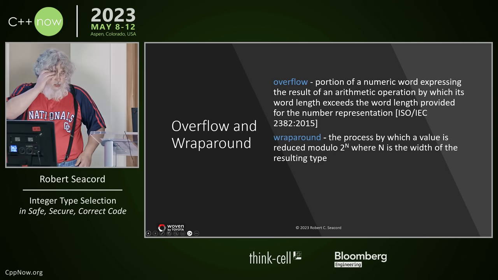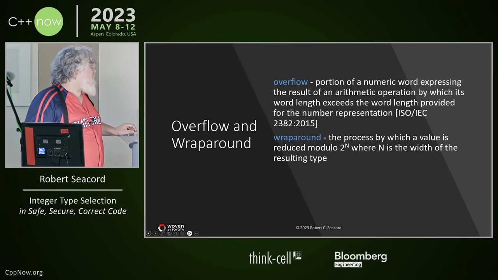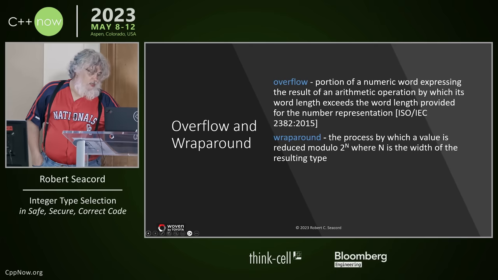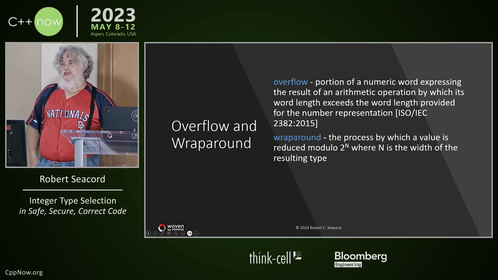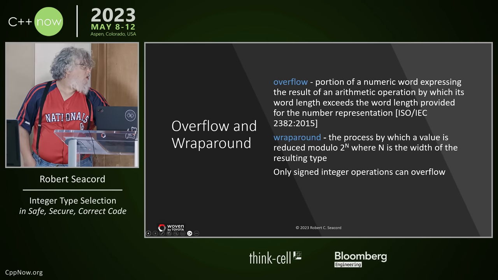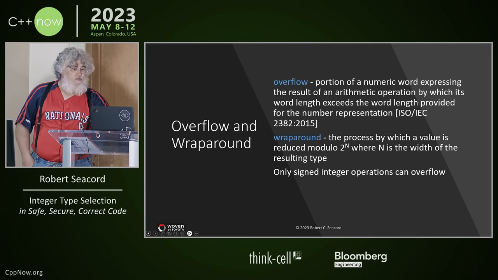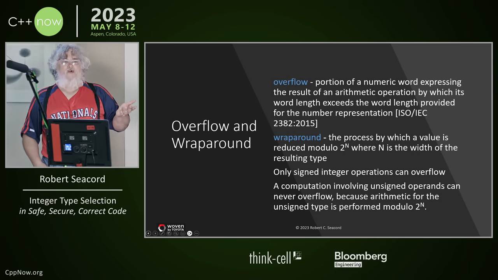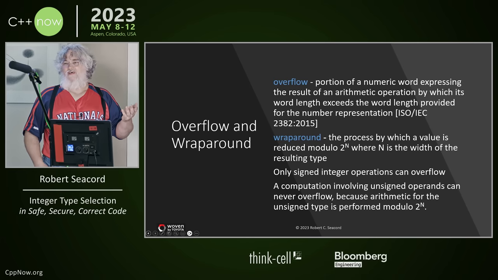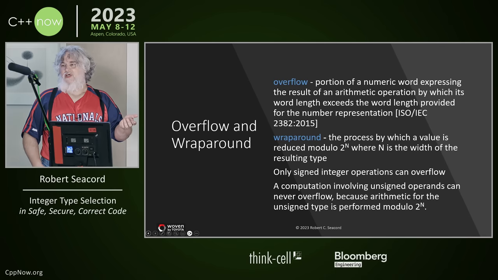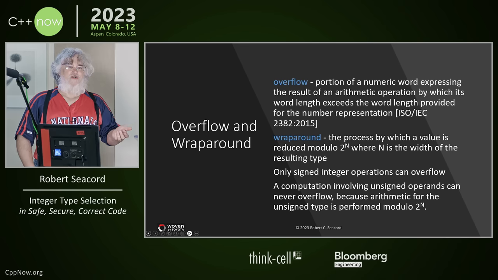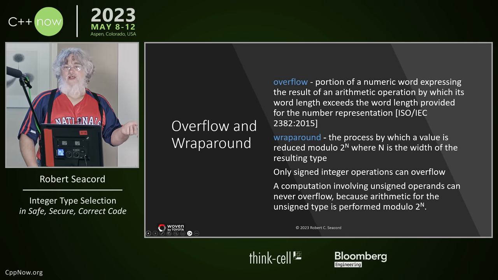Okay, so wraparound is the process by which a value is reduced modulo 2 to the n, where n is the width of the resulting type. That definition I had to add to the C standard. It wasn't there up until about 6 months ago. In fact, this next point was the bit that we couldn't quite agree on, which is: can unsigned integers overflow? When I first asked this question in the C committee, no one had a response. C++ sort of had a response, which is no, they can't. Only signed integers can overflow.